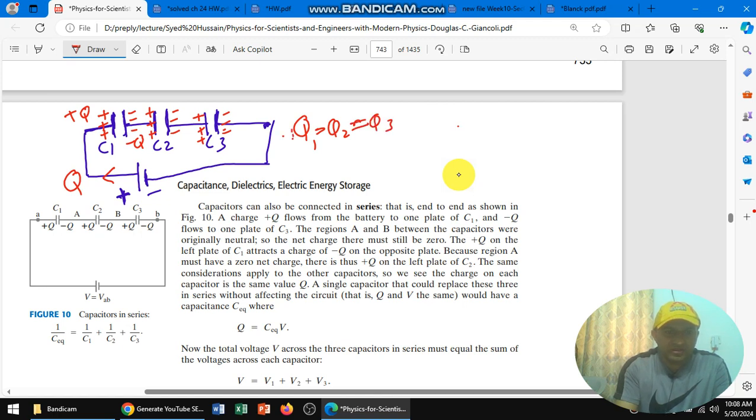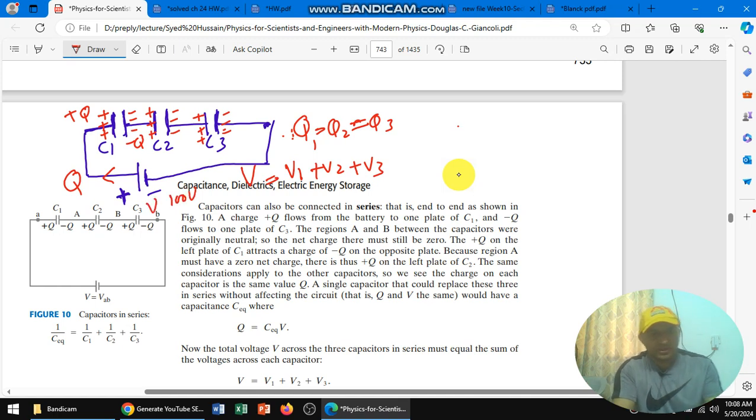But we know that the potential V1 is different from V2 and V3. So the total potential is V1 plus V2 plus V3. Suppose this battery has a 90 volt potential. If capacitances C1, C2, C3 are the same, then 30 volts is divided across C1, 30 volts across C2, and 30 volts across C3. So the total potential is divided equally among all the capacitors. But if the capacitance is not the same for each capacitor, if C1, C2, C3 are different, the total potential formula is V equals V1 plus V2 plus V3.